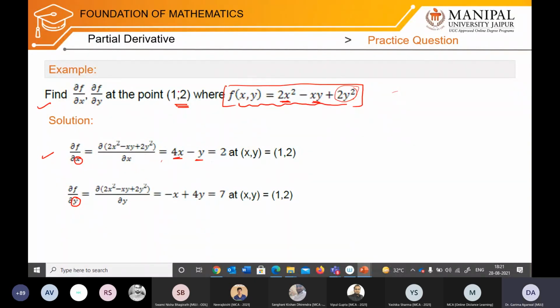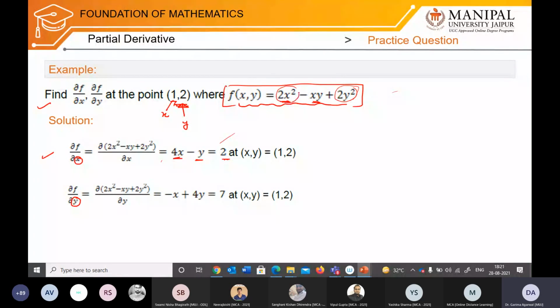Now we need to find the differentiation at point (1, 2). That means x should be replaced by 1 and y should be replaced by 2. So just substitute the values of x and y, that is 1 and 2. We'll get 2.